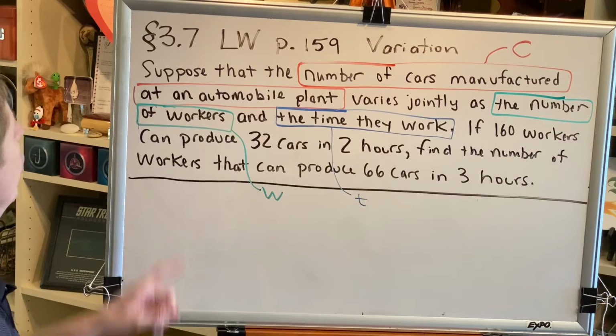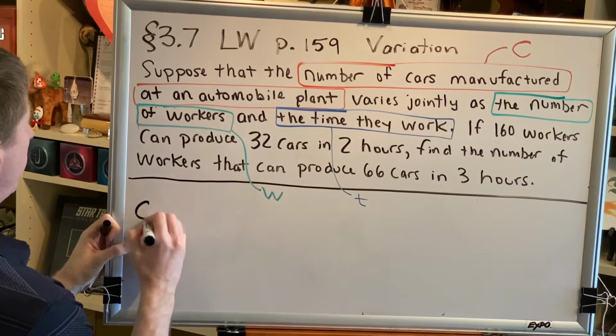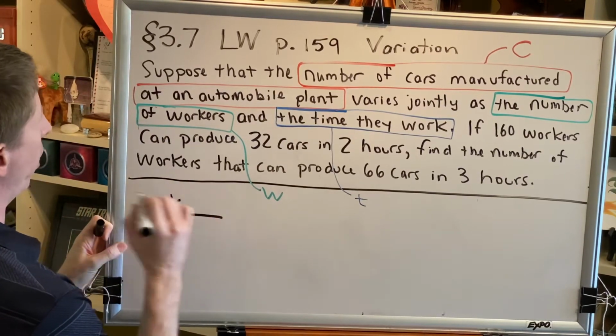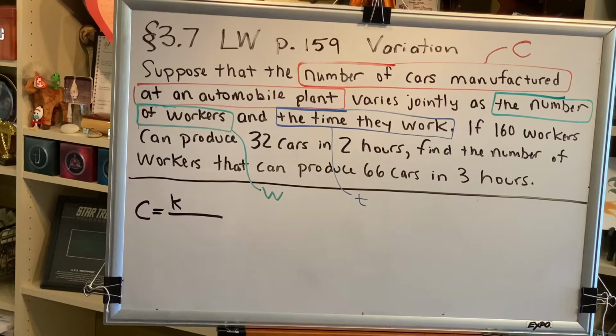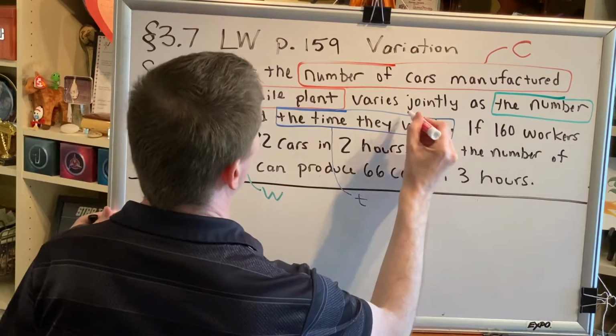So here we go. Suppose that C varies. So that means we need to start with C equals. Next, make a fraction with K in the numerator. Next, find the LY word for this problem. The LY word is right here, jointly.